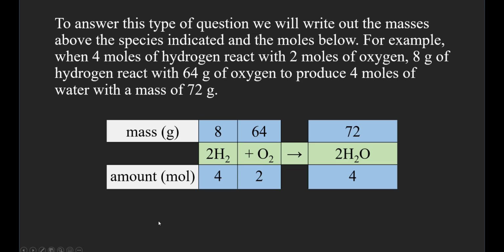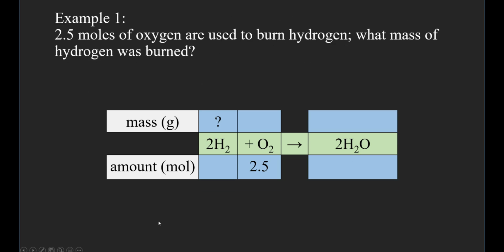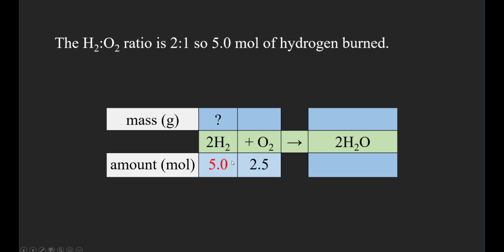Okay, so let's go ahead and try a few of these. So here's the first one. You have 2.5 moles of oxygen, and the question is how many grams of hydrogen are needed to react all of that oxygen, assuming every single oxygen in your 2.5 moles will have a chance to react. The first thing we do is we take advantage of the balanced chemical equation, which tells us that 2 hydrogens are needed for every oxygen. So I take the 2.5 and I double it, and I end up with 5 moles.